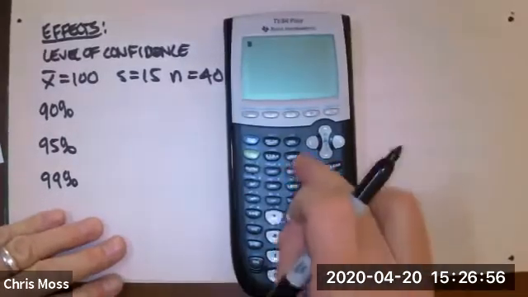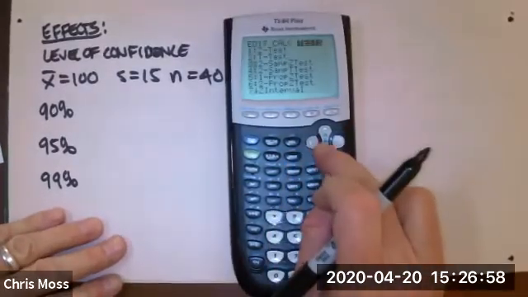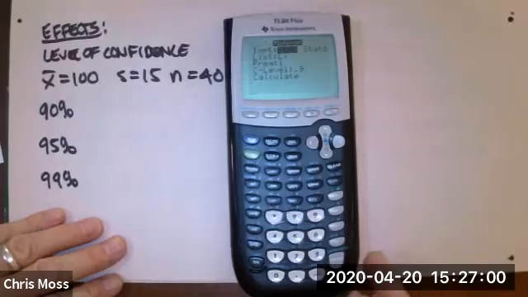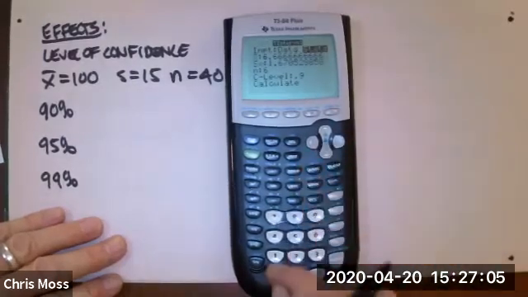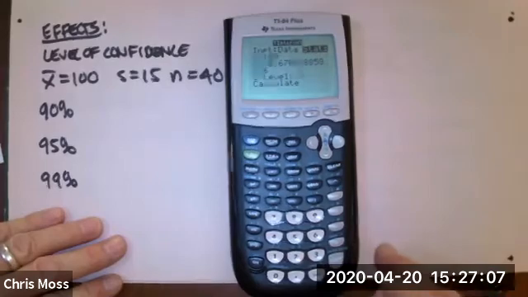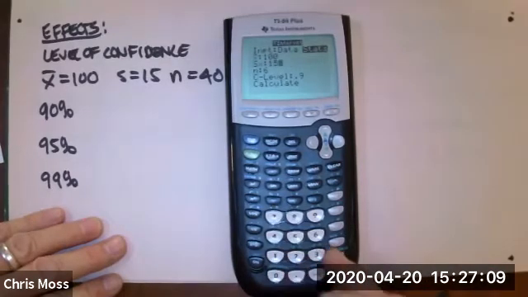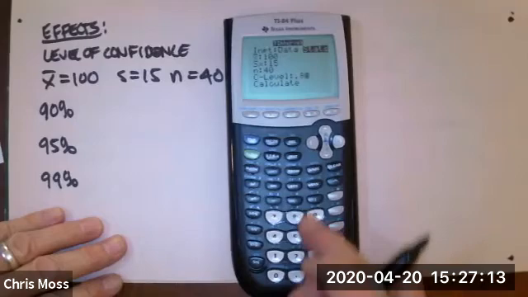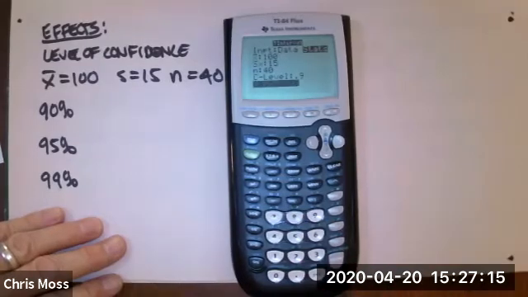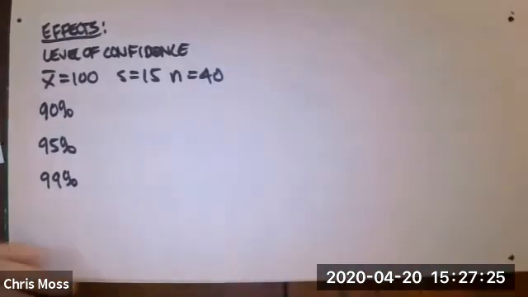On my calculator, as I say, I want this to be example heavy, so this time I've got summary statistics. My mean is 100, my standard deviation is 15, sample size is 40. We're constructing the 90% confidence interval. So rounding to the nearest whole number, 96 to 104.